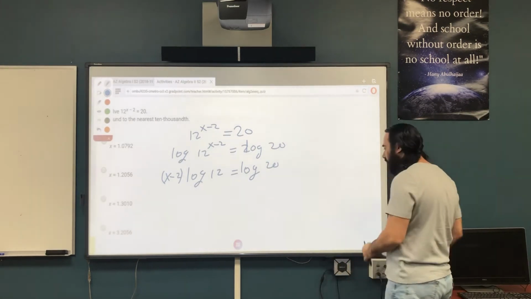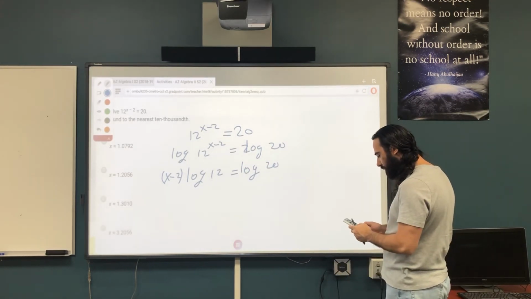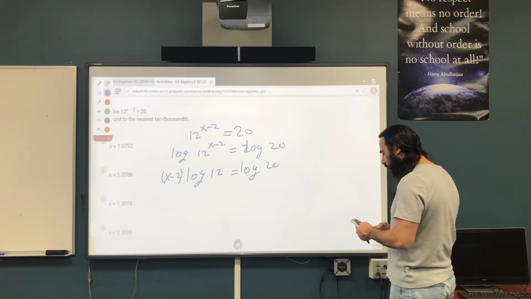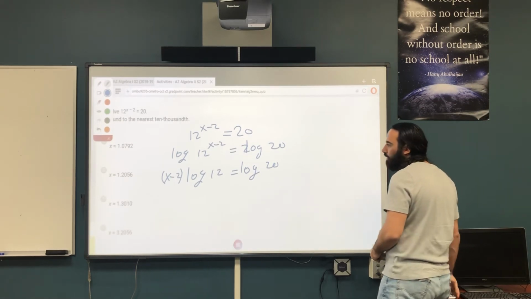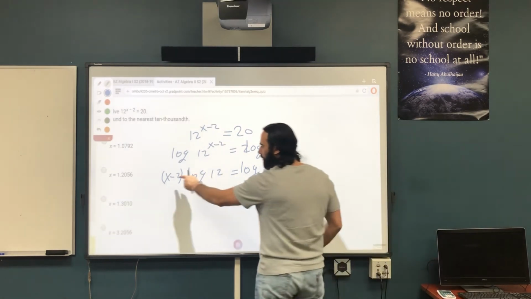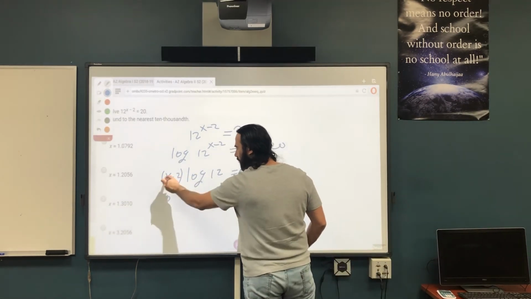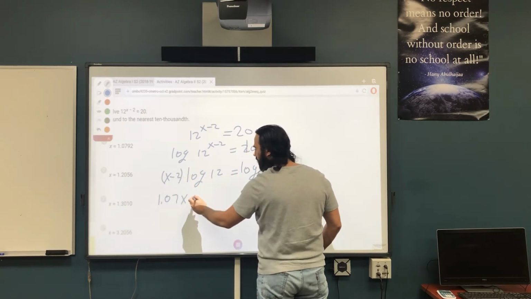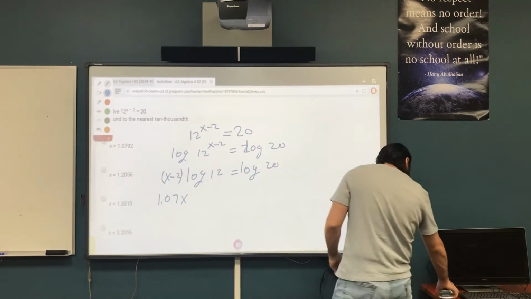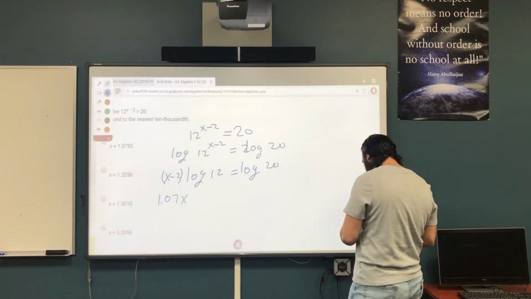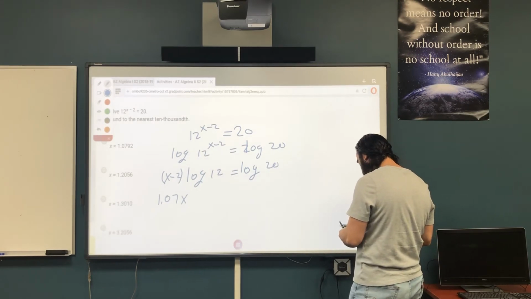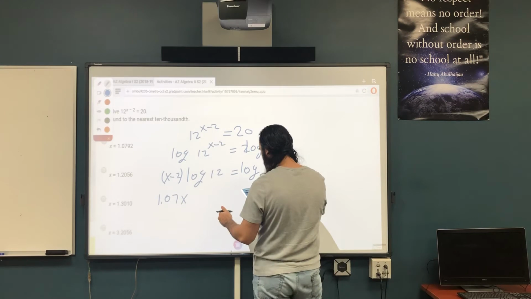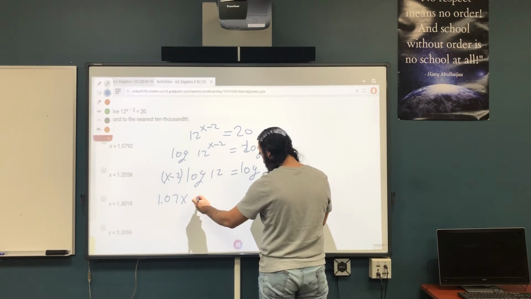We can find out how much log 12 is. Log 12 is 1.07. So we can put 1.07x because we multiply times x, and then we multiply times -2, it's going to be -2.15.